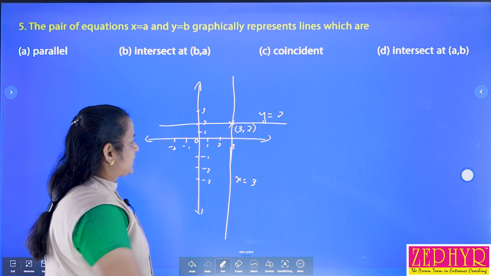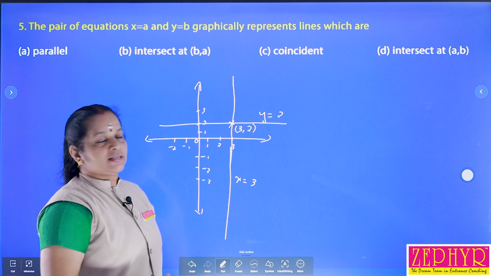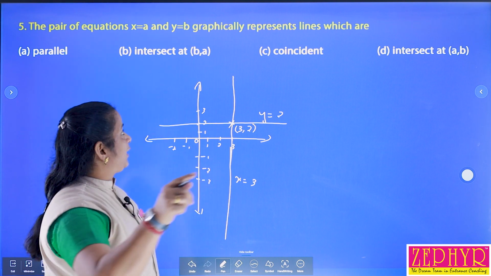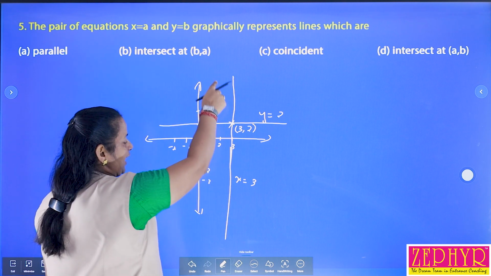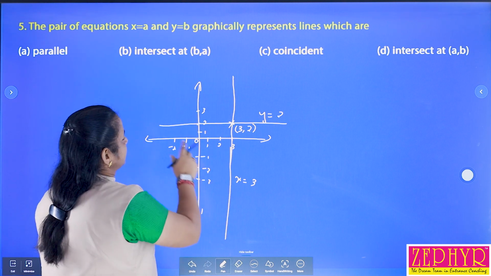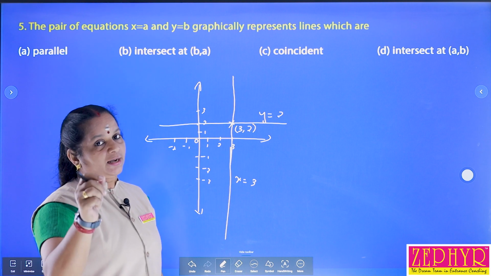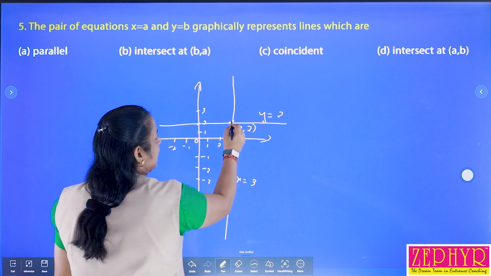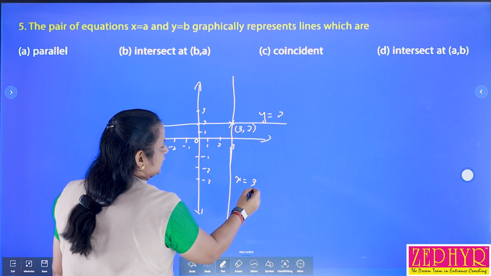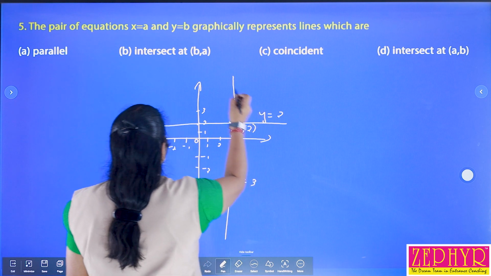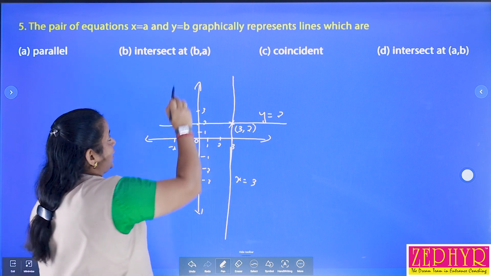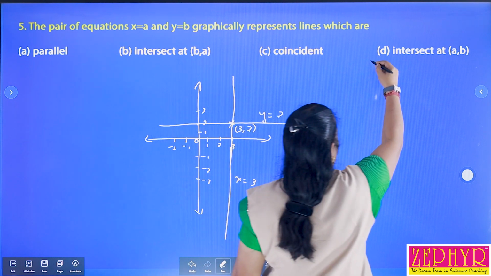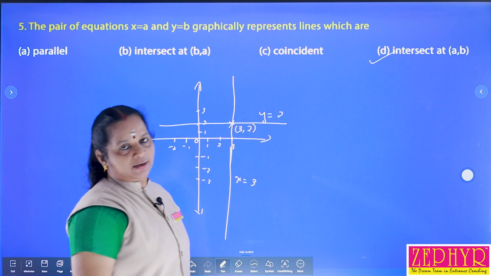x is equal to 3 is a line parallel to the y-axis and y is equal to 2 is a line parallel to the x-axis. So similarly, x is equal to a is a line parallel to the y-axis and y is equal to b is a line parallel to the x-axis, and these two lines intersect at the point 3, 2, x coordinate 3 and y coordinate 2. So similarly here the x coordinate is a and the y coordinate is b. So these two lines intersect at the coordinate a, b, that is the right answer.